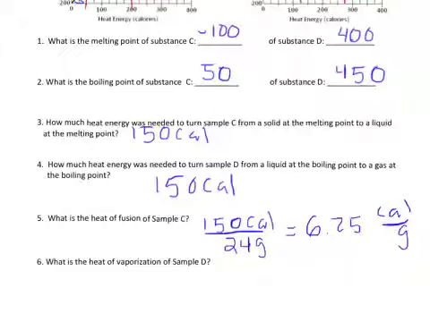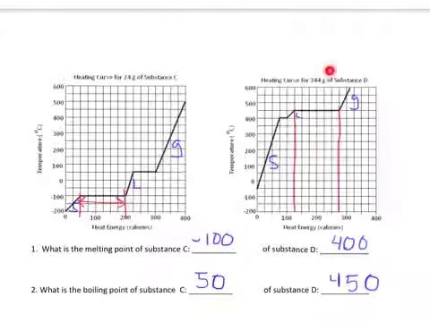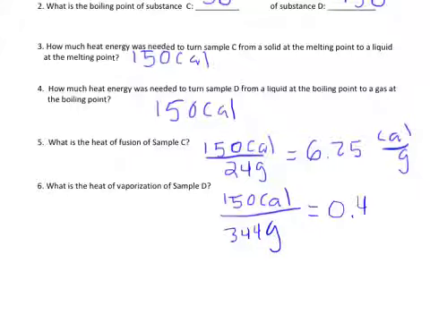And then let's go ahead and try to find the heat of vaporization then for D. So again, if I look at D, D had 150 calories. So let's go ahead and write that down, 150 calories. And I simply have to divide it by whatever the mass of sample D was. So let's go up here and see sample D had, it was big, 344 grams. I have to divide that by 344 grams, which gives us a very wimpy heat of vaporization of only 0.44 calories per gram. Well, I hope you enjoyed that as much as I did.